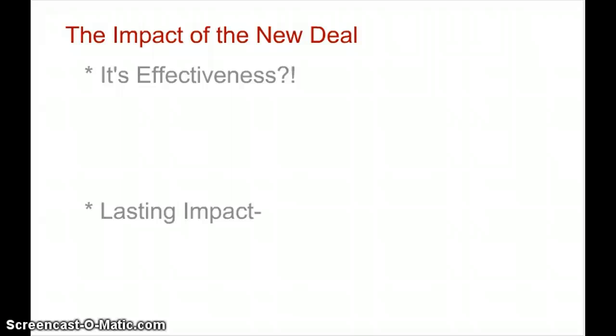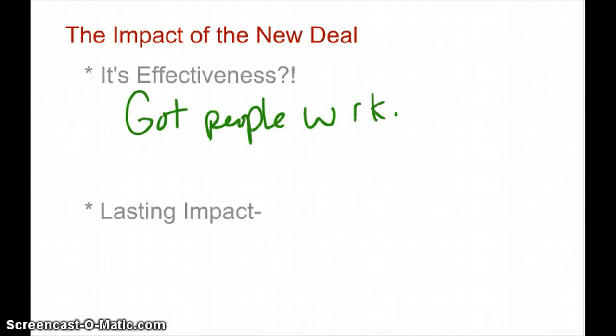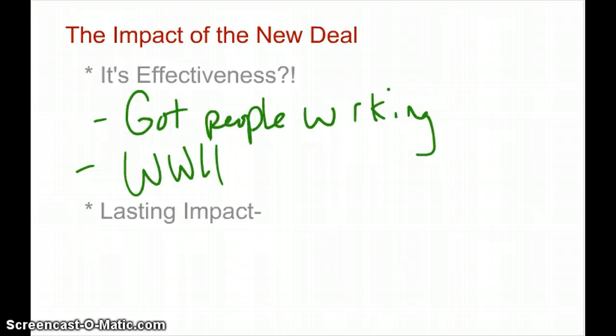So, the impact of the New Deal. Its effectiveness, well, it got people working. There's no doubt about that. But it's tough to measure because of something we looked at yesterday. We looked at the two instances, but World War II makes it very difficult to measure the effectiveness of the New Deal. Was it effective? Was it not? Well, right around the time that the New Deal was starting to end, World War II was starting to pick up. And because of our involvement in World War II, our economy boomed. So it's very, very difficult to measure the effectiveness of the New Deal. But its impact is huge.